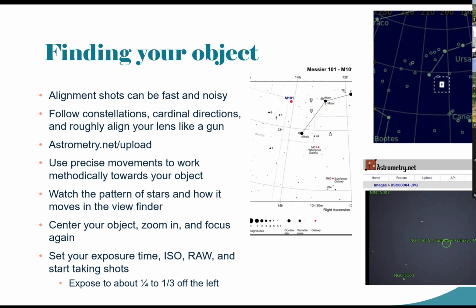If it's way over to the right, chances are you're overexposing. You want to reduce your ISO, reduce your exposure time. If it's way over to the left, you're underexposing. You want to increase your exposure time, but without trailing any stars. And you want to up your ISO at that point.